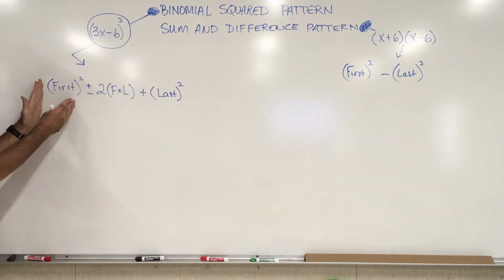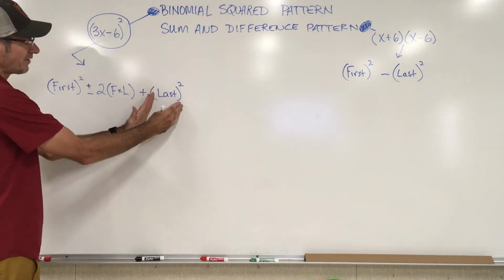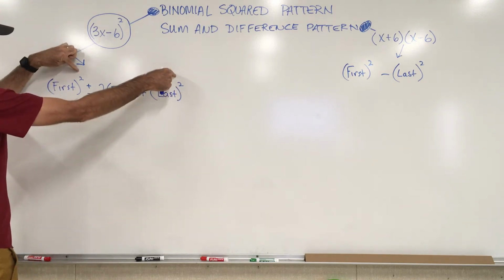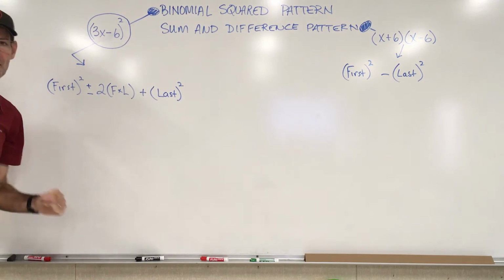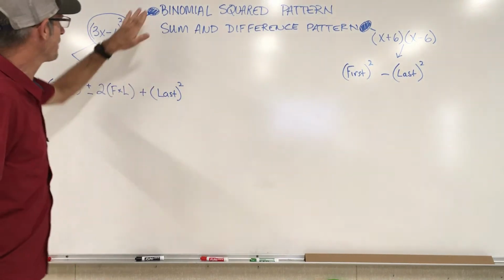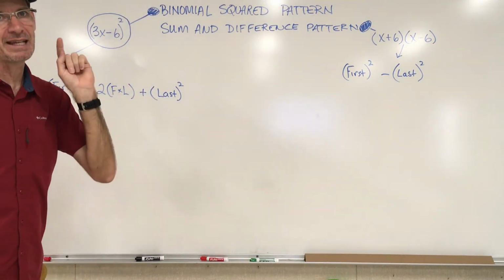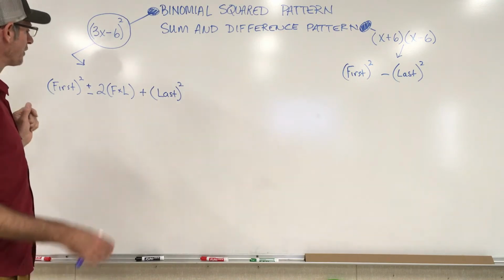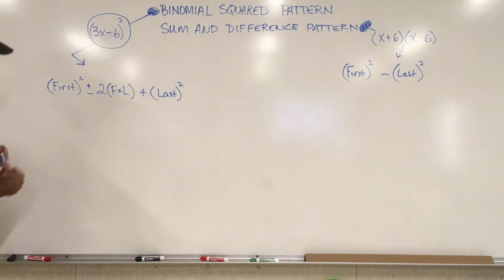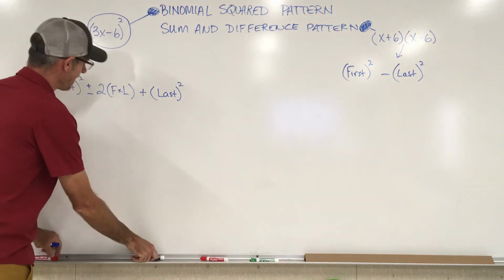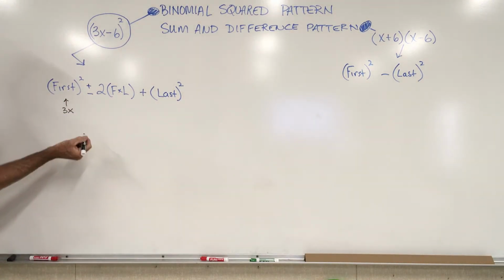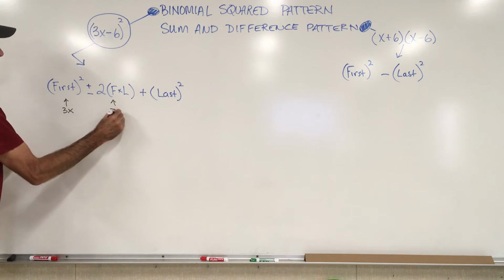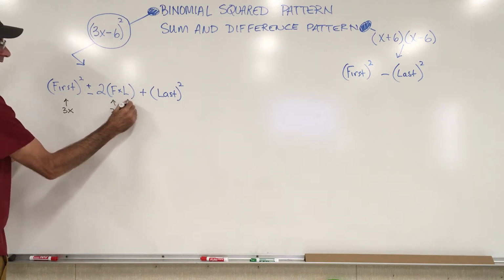It's your first term and your last term, and they're both squared. One way your brain can remember it is that when it says binomial, you're always going to get a trinomial, something called a perfect square trinomial. On the problem we have right now on the board, our first is a 3x and our last is a -6.